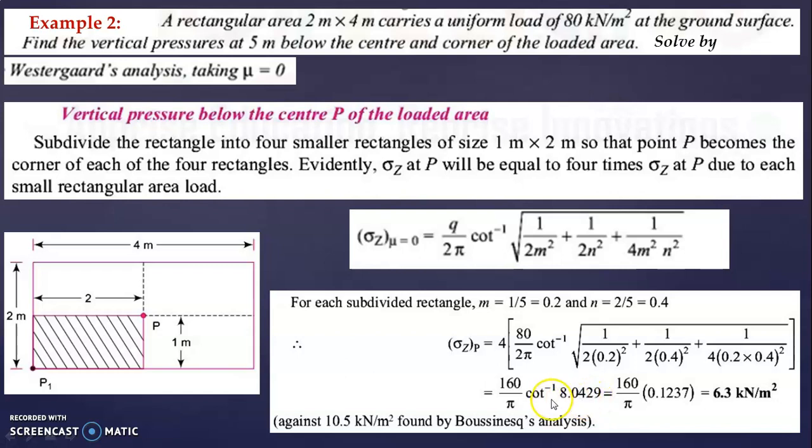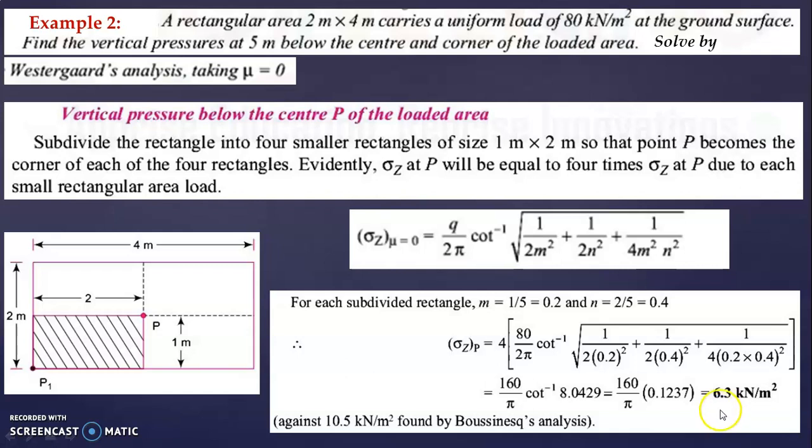8.0429 is, you have to calculate cot inverse of 8.0429. So one value you get. Again take the inverse of that because it is cot inverse. Okay, so then you will get 0.1237. Once you get that, multiply by 160 divided by pi, so you get 6.3 kilonewton per meter square. This is obtained by Westergaard analysis.